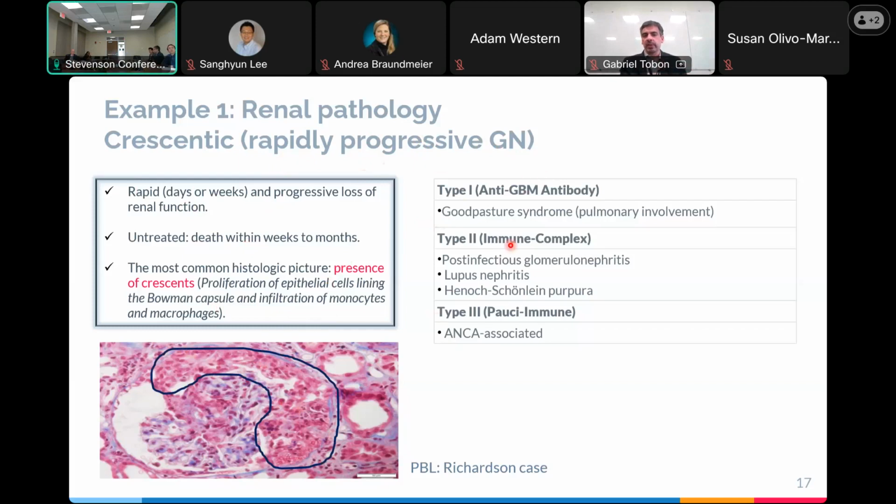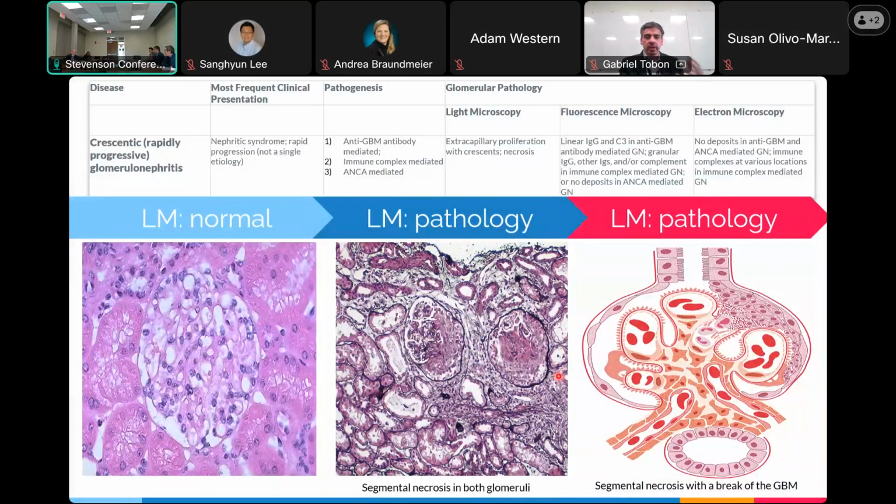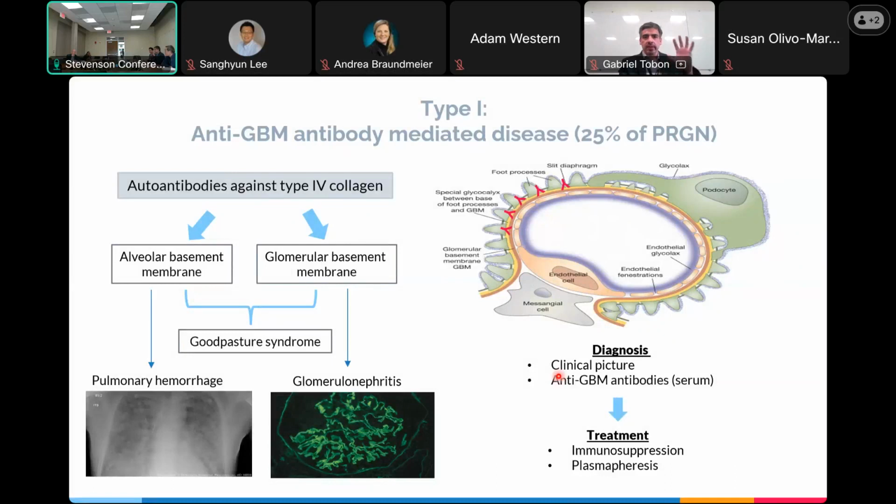But there are 3 different pathologies that can produce this kind of findings: a rapid decline in renal function and crescents in the renal biopsy. The 3 types are type 1, type 2, which is basically mediated by immune complex, and type 3, ANCA associated. So I deliver the content as usual with the main findings in the renal biopsy here, and then the type 1.